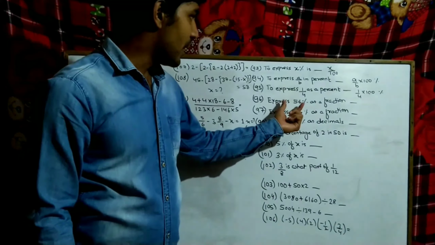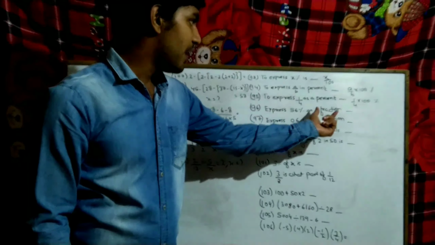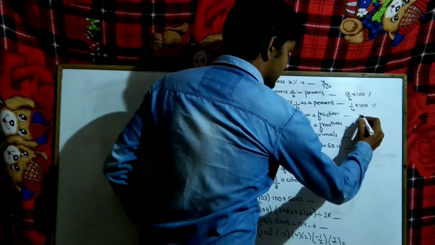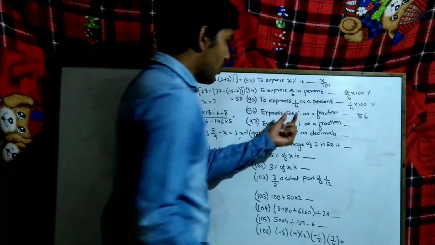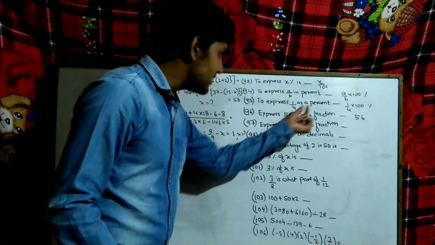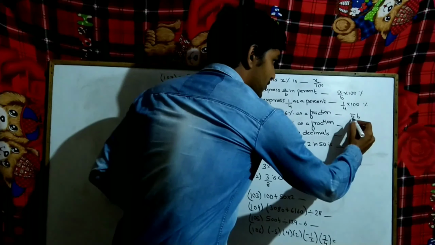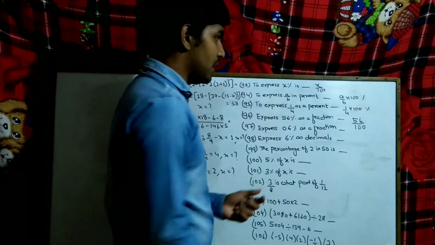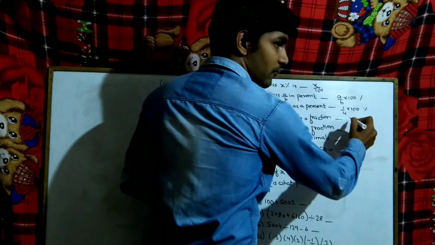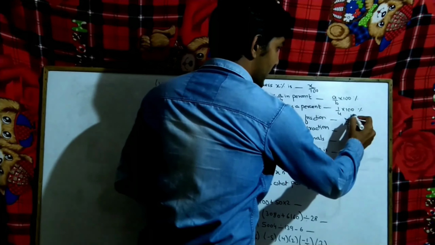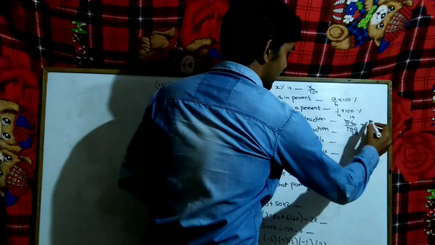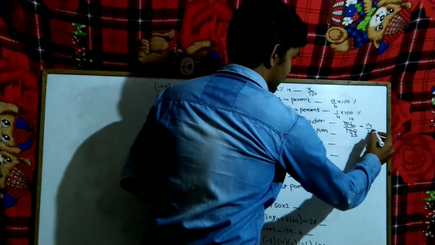Now we have to express 56% as a fraction. Just write down 56. If we want to express a percentage as a fraction, then 56 by 100. In the 4 table, 4 ones are 4, so it comes 14 by 25. So the answer will be 14 by 25.